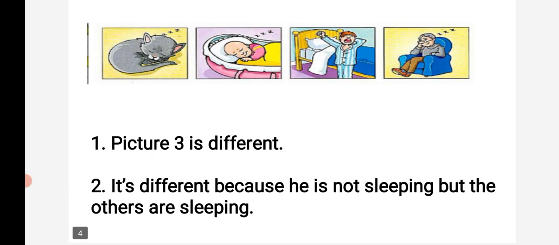Then the third one, we have a cat sleeping, a baby sleeping in a baby cot or a stroller, then a young boy or a young man who just woke up and is stretching or yawning, and an old man in an armchair dozing off or sleeping. Looking at it, teach your child to identify similarities between three out of the four pictures. In this case, we have picture three being different. It's different because he is not sleeping, but the others are sleeping. This is the obvious one.